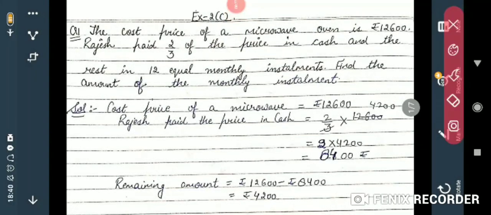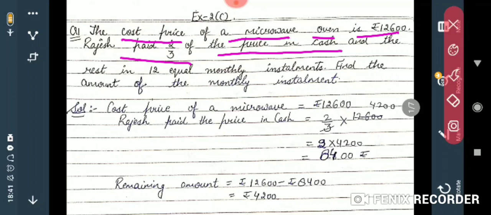So here the first question is, the cost price of a microwave oven is rupees 12,600. Rajesh paid 2/3 of the price in cash. So what did Rajesh pay? 2/3 of the price. Which price? 12,600. 2/3 of 12,600 in cash he paid.